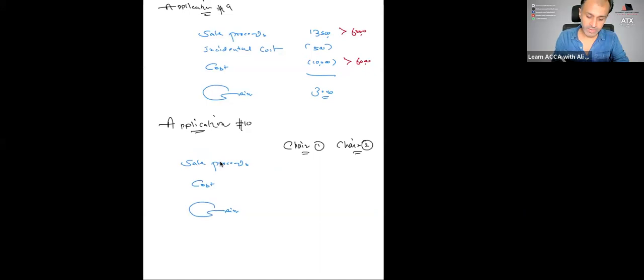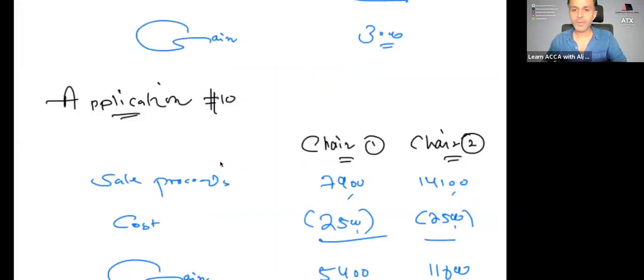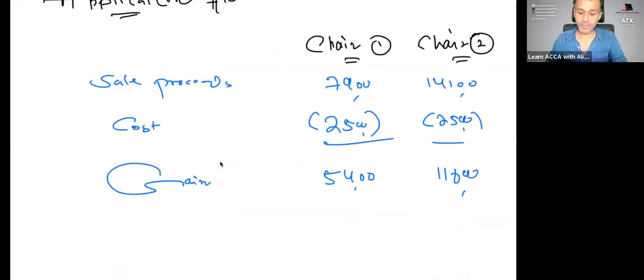The proceeds in one case are 7,900 and the other 1,100 respectively. The cost is 2,500 for both. That figure is 5,400. 1,100 minus 2,500, that's about 1,600. So which case are we interested in? Still case number 2, because I can see one of the amounts is more than 6,000. The other one is not more than that. So the gains will then be assessed normally. And I just need to pool.